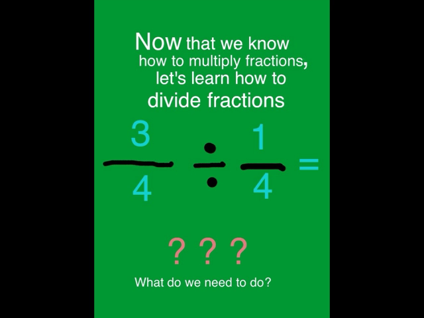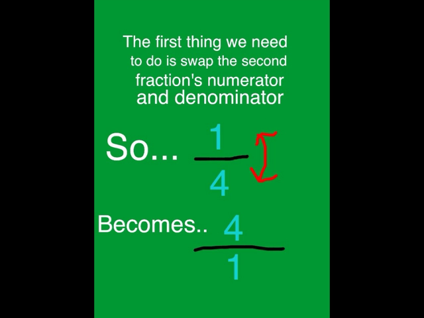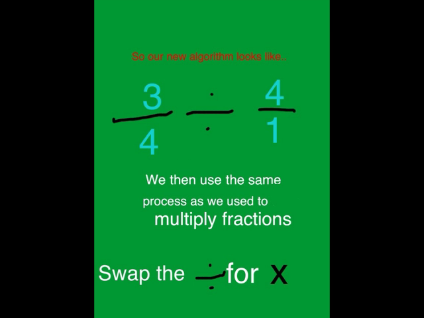Now that we know how to multiply fractions, let's learn how to divide fractions. So 3/4 divided by 1/4. What do we need to do now? The first thing we need to do is swap the second fraction's numerator and denominator. So the second fraction was 1/4. So by swapping the numerator and the denominator, it becomes 4 over 1. So our new algorithm looks like 3/4 divided by 4 over 1.